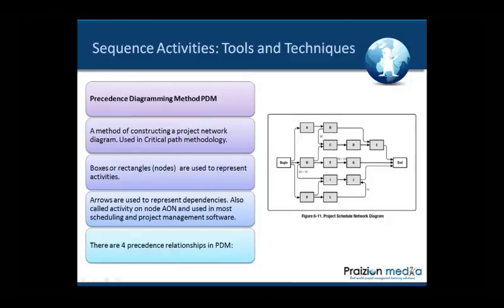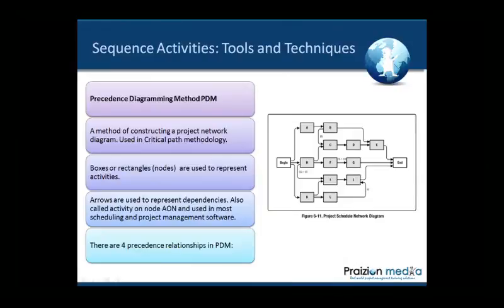The PDM is the most common one, and we talk about that in the PMBOK Guide. It's the only one in the PMBOK. ADM, arrow diagramming method, is only mentioned in passing in a chapter that's not even time management. So PDM is very popular, very important to understand. It's a method of constructing a project network diagram used in critical path methodology. Boxes or rectangles are used to represent activities, and arrows are used to represent dependencies, also called activity on node. So ADM and PDM are the same.